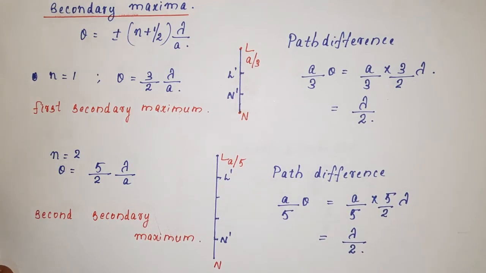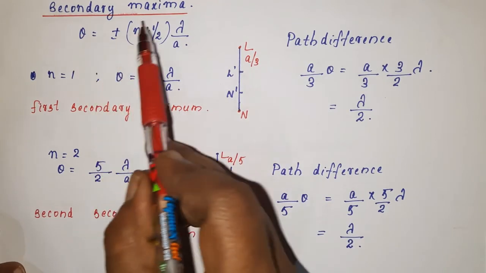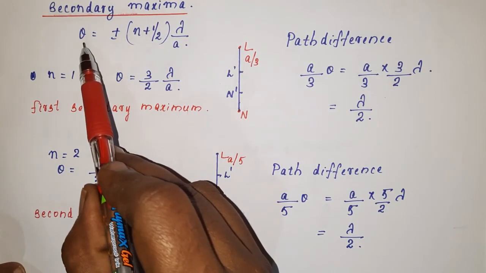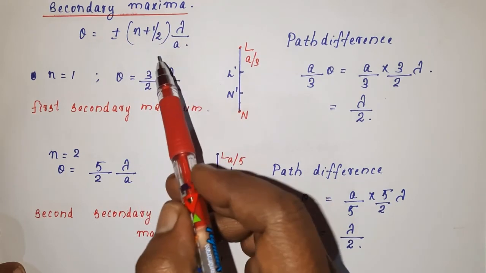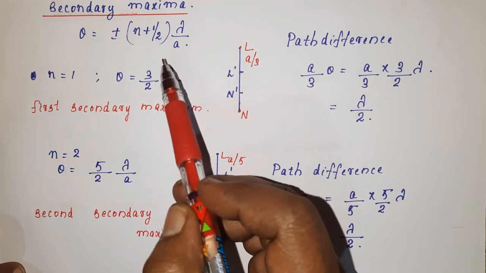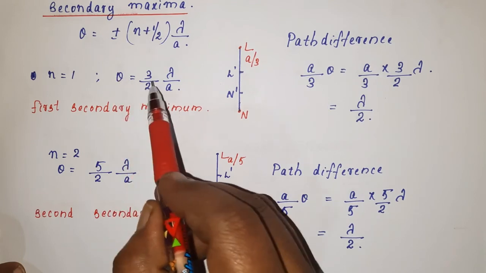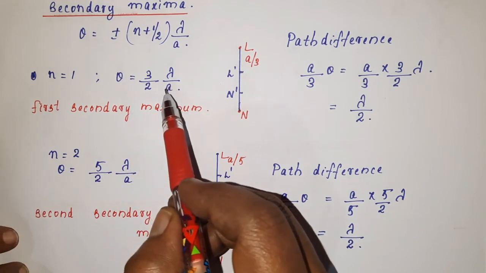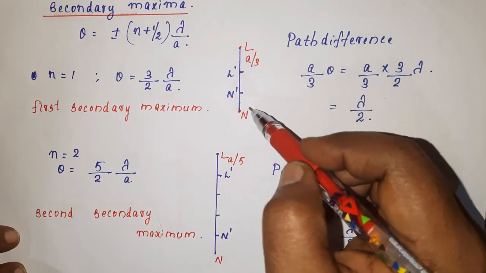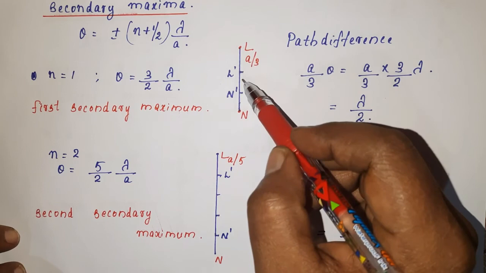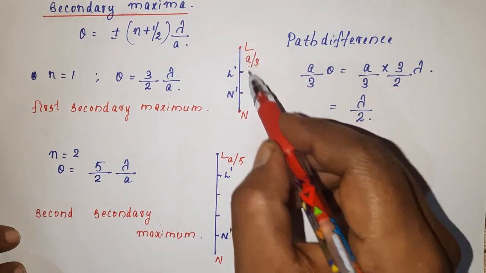Now let's see how we can explain the occurrence of secondary maxima. As we said, secondary maxima are observed at positions theta equal to plus or minus (n plus half) lambda by a. So for the first secondary maximum, we can keep n equal to 1 and we get theta equal to 3 by 2 lambda by a. To explain the secondary maximum, we assume the slit to be divided into 3 equal parts, so each part has a width a by 3.